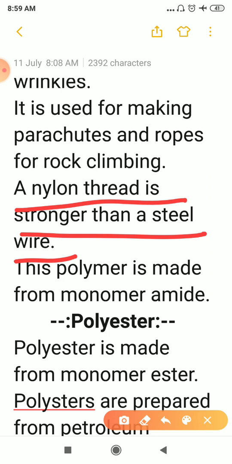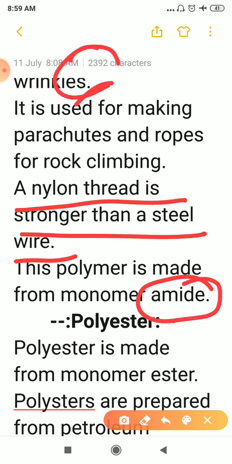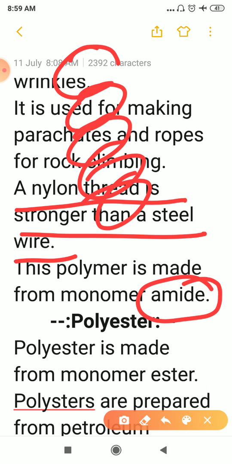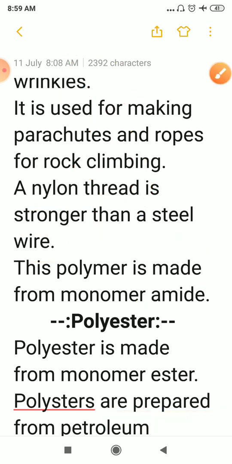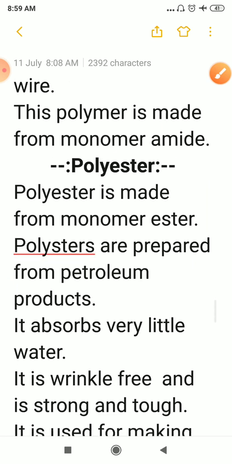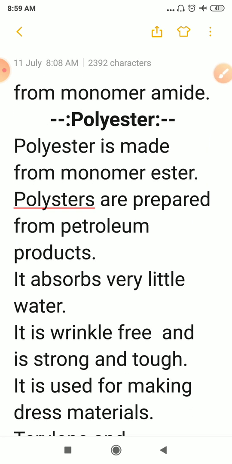The nylon polymer is made from the monomer amide. One amide, one amide, one amide, joined in a chain like this, and nylon fibers are prepared. One of the important synthetic fibers is polyester.